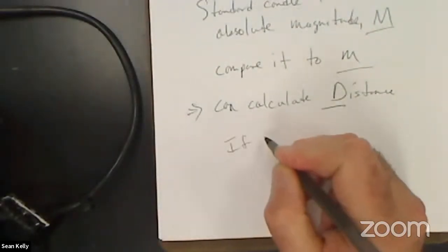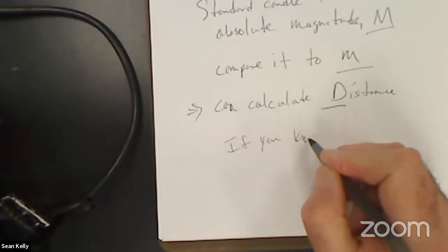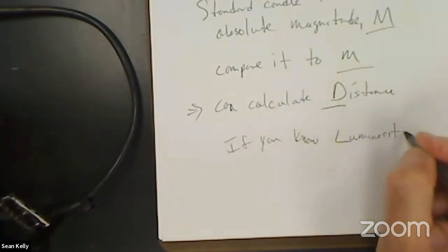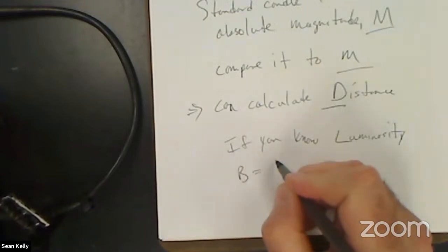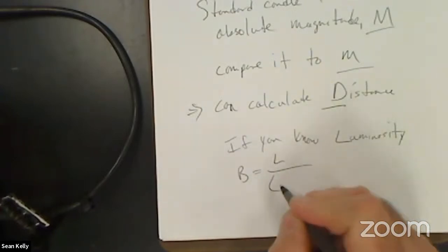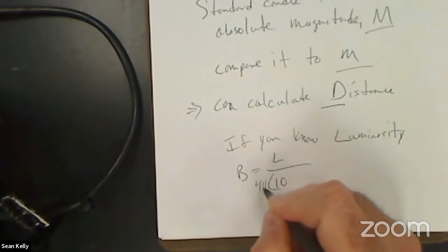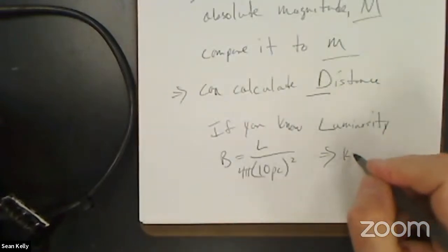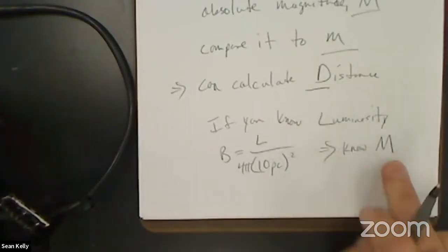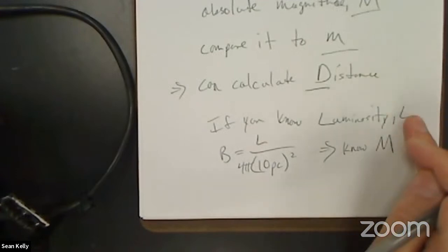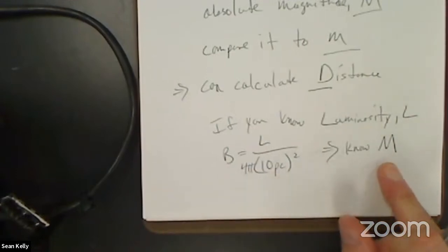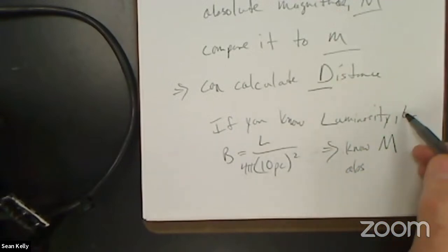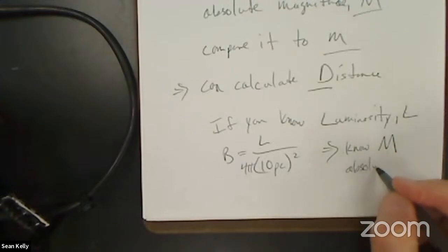If you know L, the luminosity, then you can put it into this formula and put in 10 parsecs, 4 pi times 10 parsecs squared, which means you know the absolute magnitude. If you know the luminosity, you automatically know the absolute magnitude, okay? They're connected to each other, right? As soon as you know one, you know the other. So this is a big deal too.